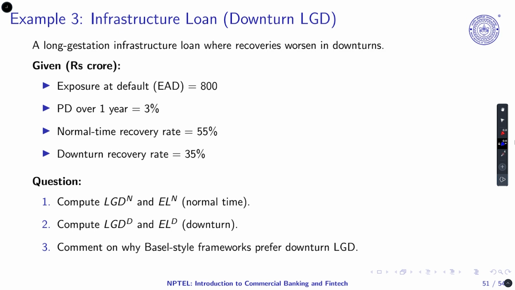Suppose we have the exposure at default coming out to be 800, probability of default over 1 year is coming out to be 3%, and then here we have the normal time recovery rate, suppose it is 55%, and downturn recovery rate is 35%. Then can we calculate loss given default and also the expected loss during the normal period? Then can we also calculate the loss given default and expected loss during downturn, and can we also comment on whether the loss given default is aligned with the Basel norms or not?